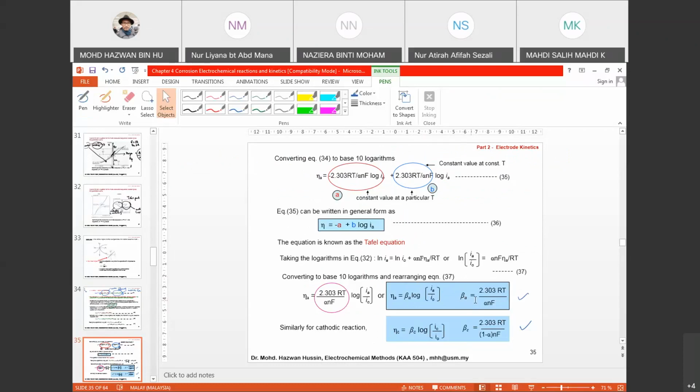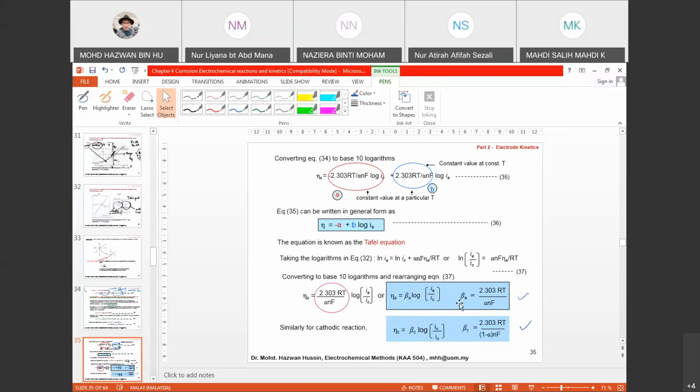like this one, because here we say beta A is equal to 2.303 RT over alpha nF. This is just a term. Beta anodic indicates this, so you just replace it with this, and you will get the term. Eta A is equal to beta A log IA over I naught. Meanwhile, eta C is equal to beta C log IC over I naught. Right? So this is how you can get the Tafel equation.